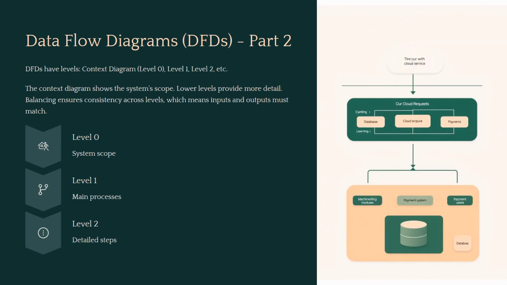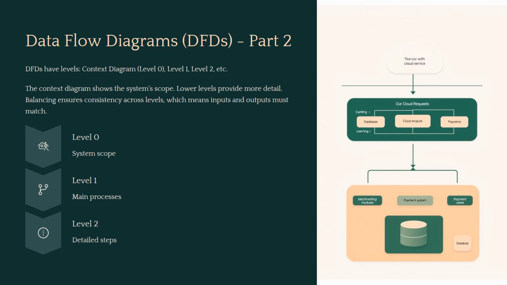Data flow diagrams have levels such as context diagram, level 0, level 1, level 2, etc. The context diagram shows the system scope. Lower levels provide more detail, and balancing ensures consistency across levels, which means input and output must match.